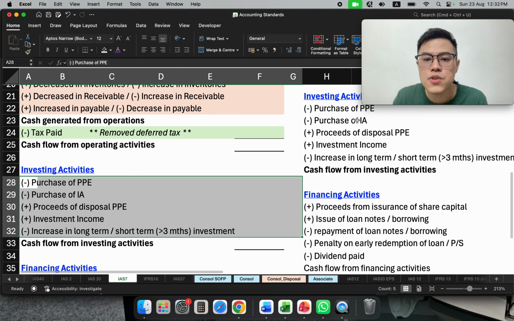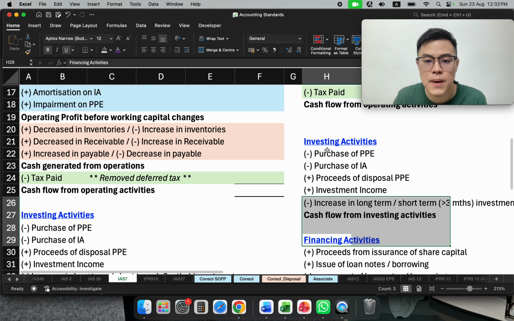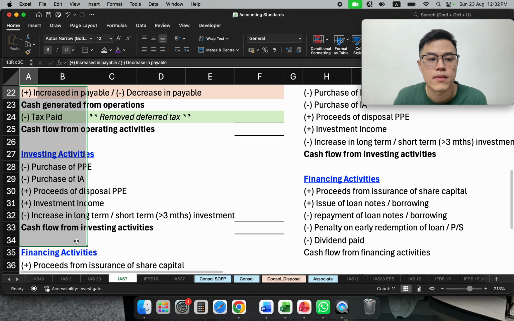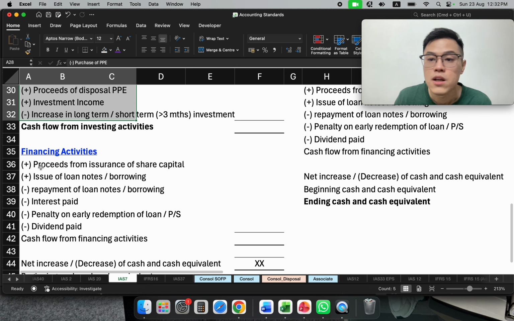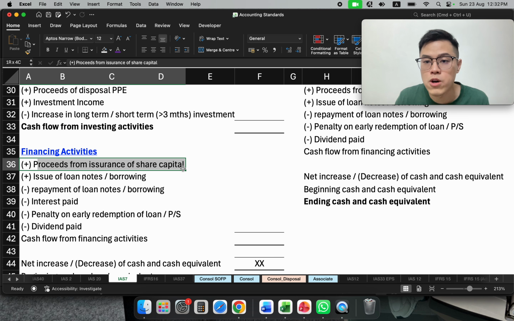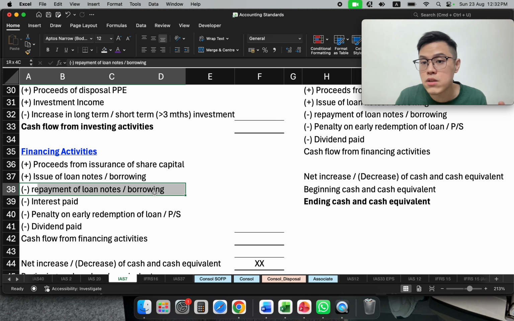So the same things you are going to see in your direct method as well. So until this part, everything will be the same. And finally, financing activities: whether you obtain money from your shareholders or not, whether you obtain any money by issuing loan notes, debentures, borrowing or not, whether you have repaid or not. So you have to compare this year and last year to see whether it increased or reduced or not. We will look at the example in a short while.